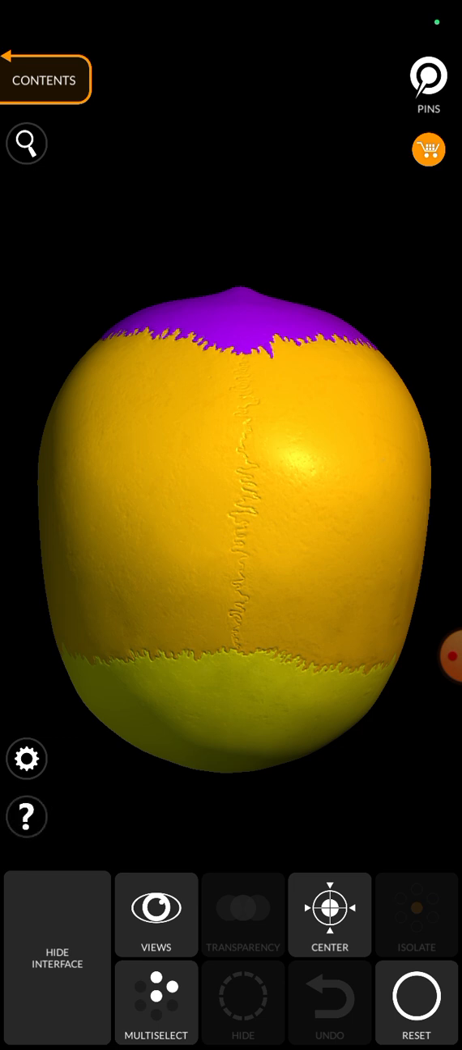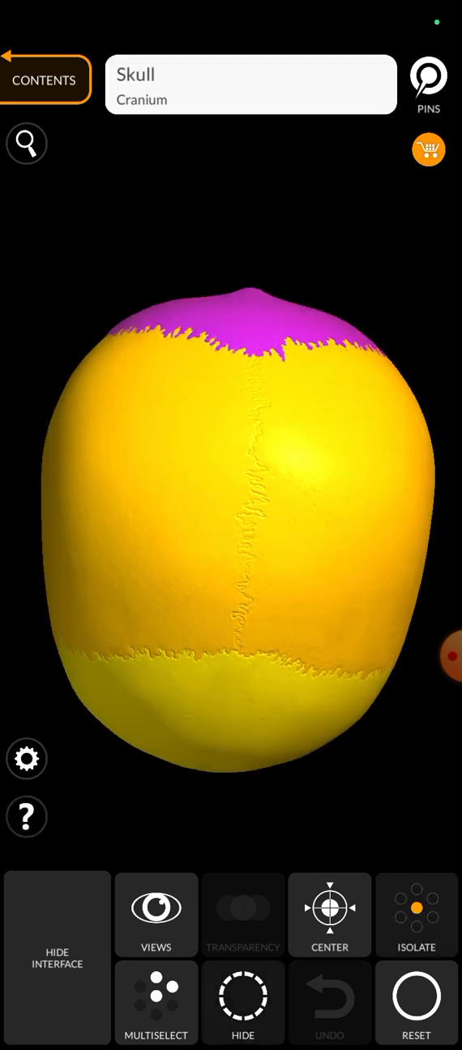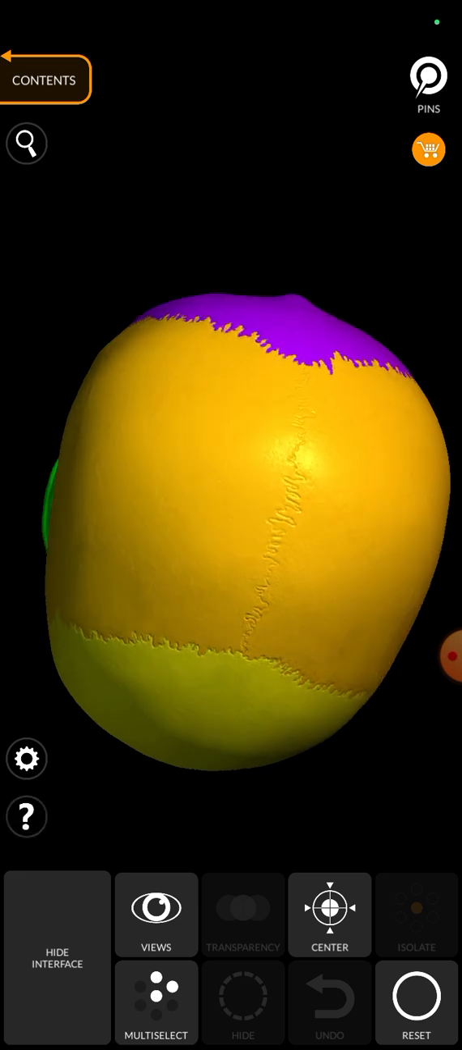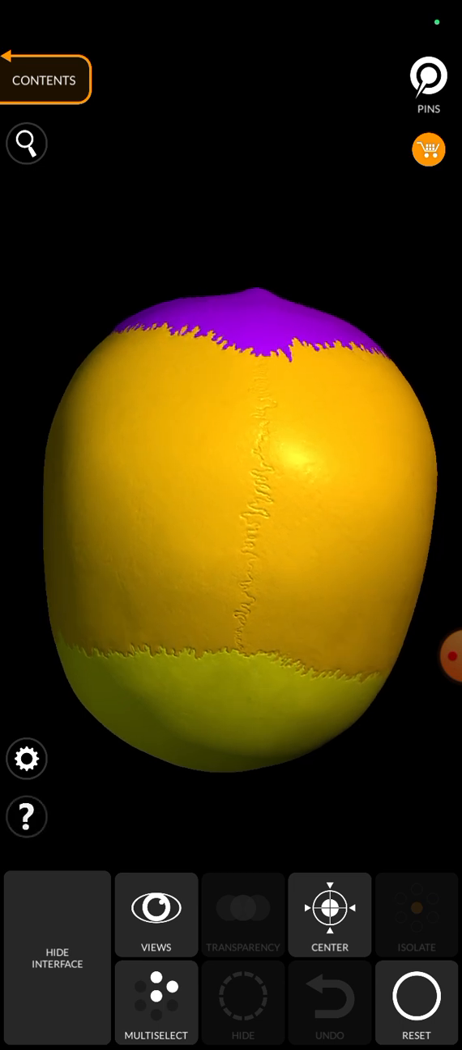Then you can see here the meeting point of the sagittal suture with the coronal suture. This is known as bregma. And the meeting point of the sagittal suture with the lambdoidal suture is lambda.